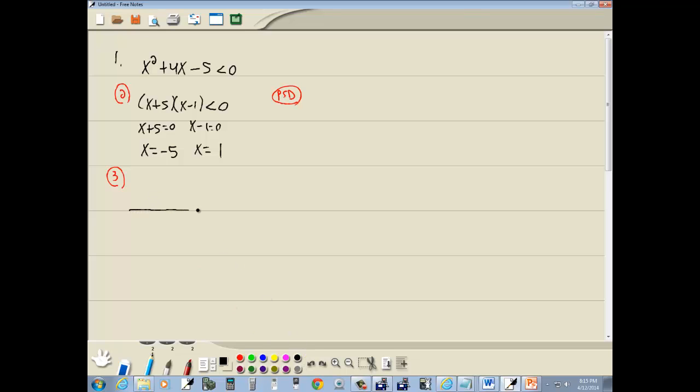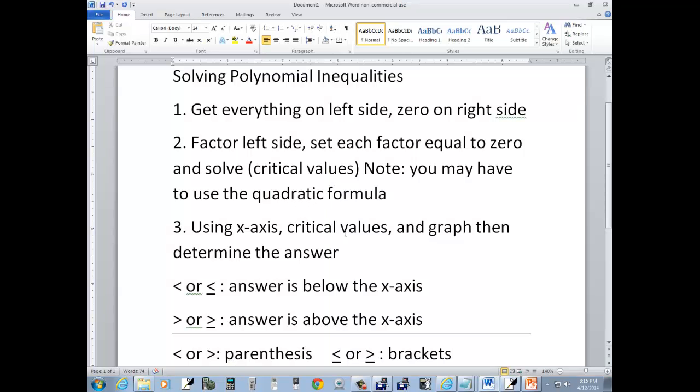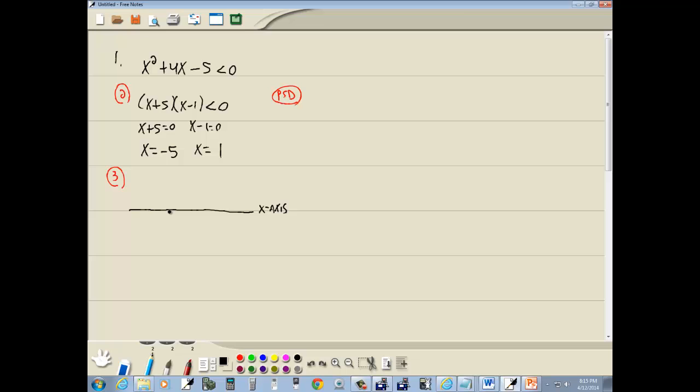Step 3. Using the x-axis, critical values. Our critical values are negative 5 and 1. You want to put your smallest critical value on the left side and your largest critical value on the right side. Now what these do is they create intervals. So these break them into intervals. Clear over here is negative infinity. Clear over here is positive infinity. So this first interval is from negative infinity to negative 5. This next one is from negative 5 to 1. And this last one is from 1 to positive infinity.